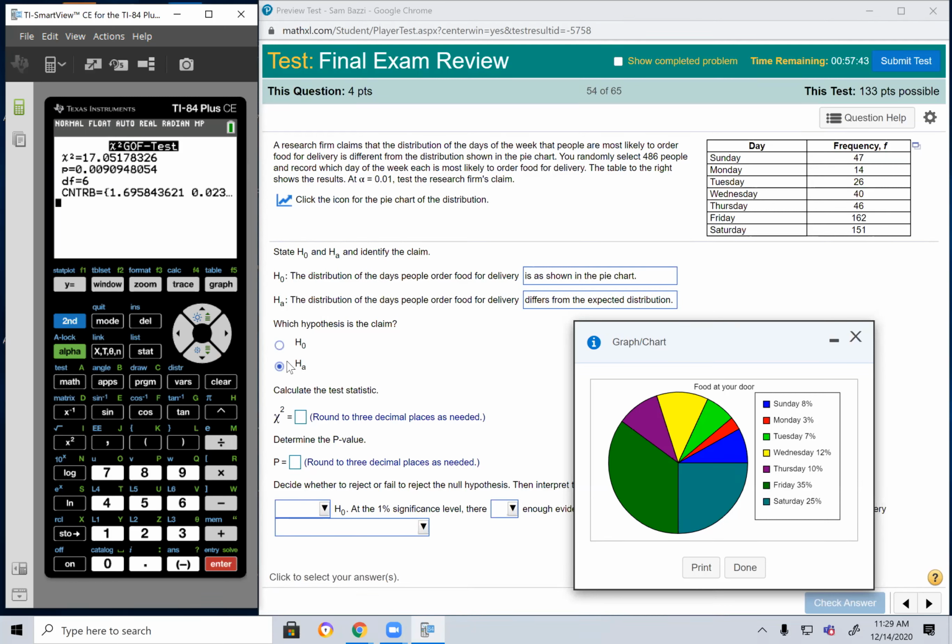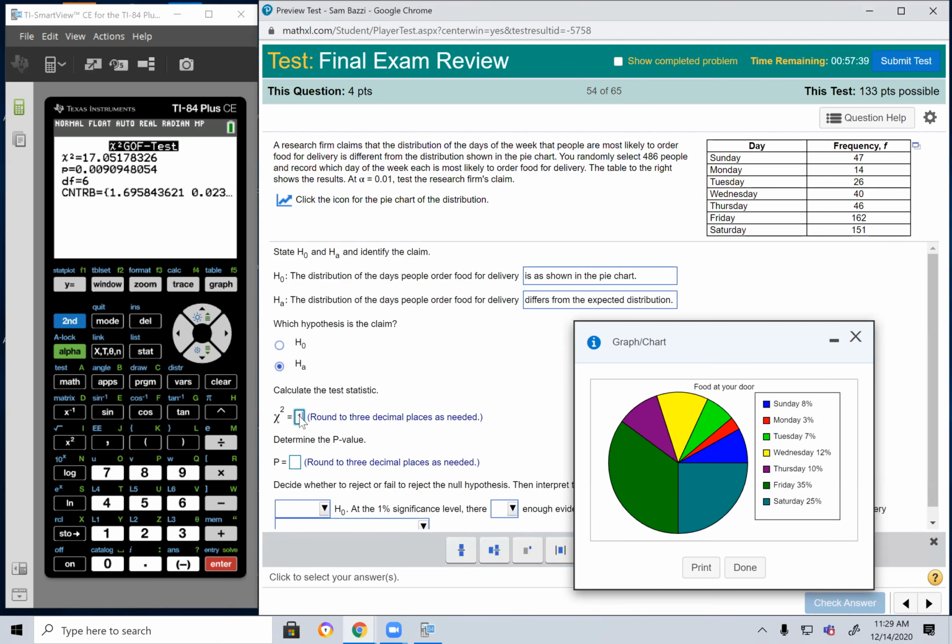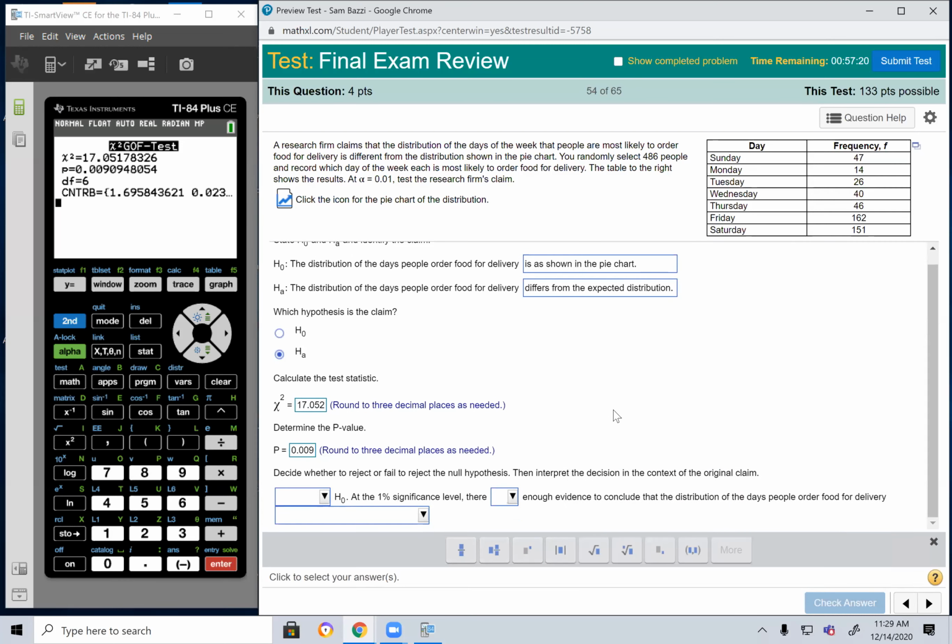Okay, your test statistic is 17.05. How many decimals? It says 3 decimal places, so 17.052. And the p-value, guys, is 0.009. Okay, I'm done here.